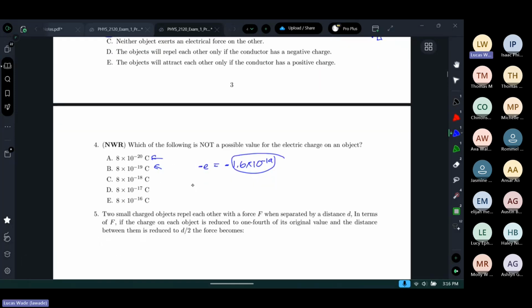How we can do that is take any of these, they would be our charge Q. Any charge should be a multiple of the electron charge. I can find that multiple, the number of electrons, by solving for n. And then I'm just left to take each of these numbers, divide it by the electron charge, and see which one does not spit out a whole number. So I can do that real fast.